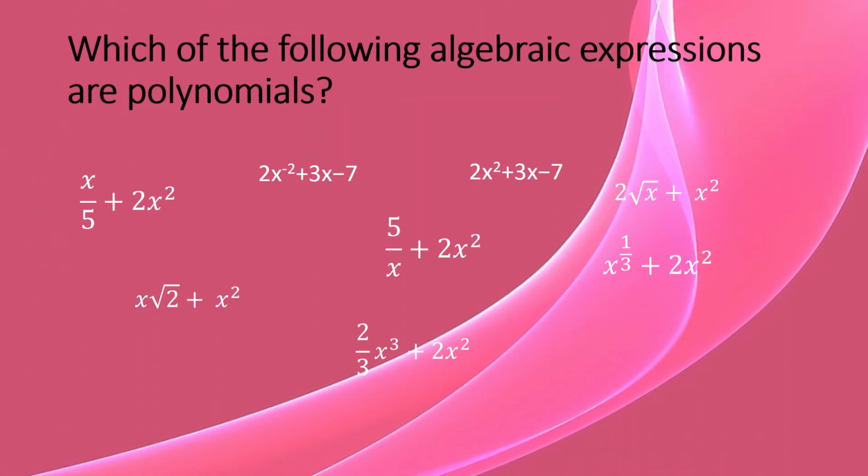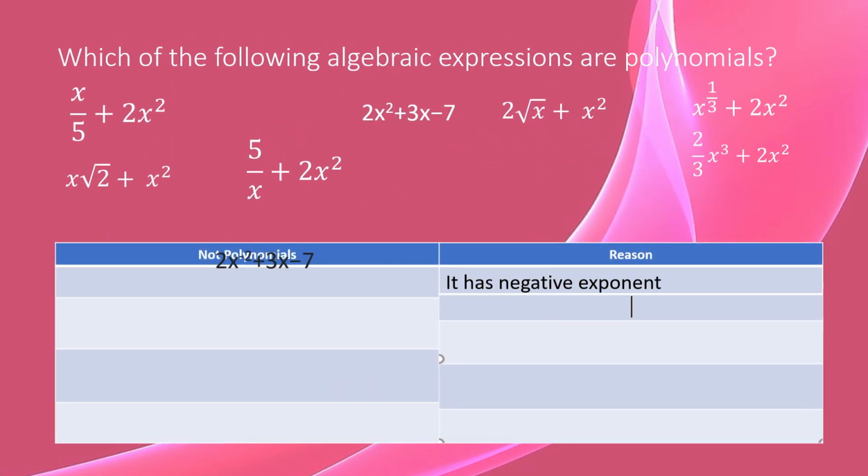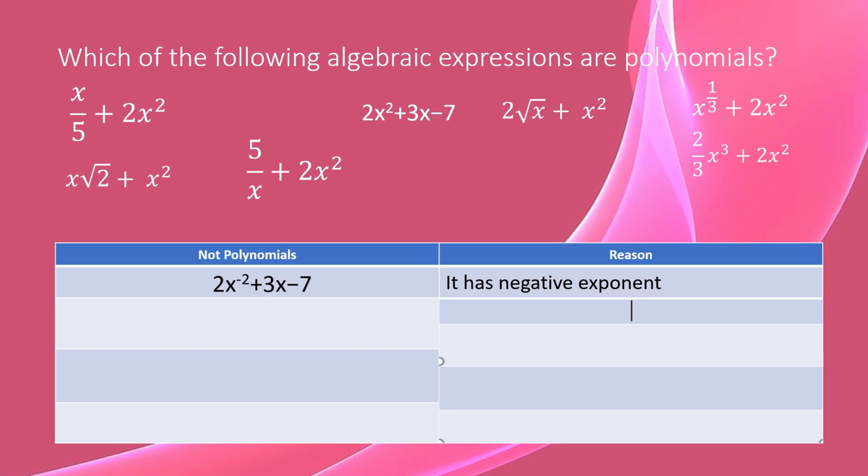So given this group of algebraic expressions, we're going to identify which are polynomials and which are not. First, we will identify the algebraic expressions which are not polynomials. The first one, we have 2x raised to negative 2 plus 3x minus 7. This is not a polynomial because it has a negative exponent.